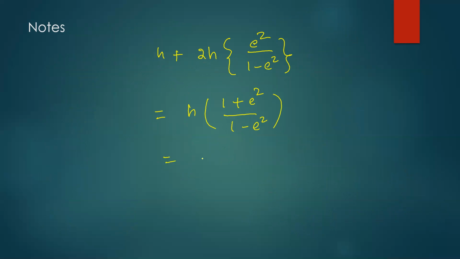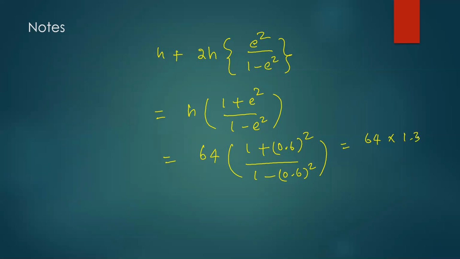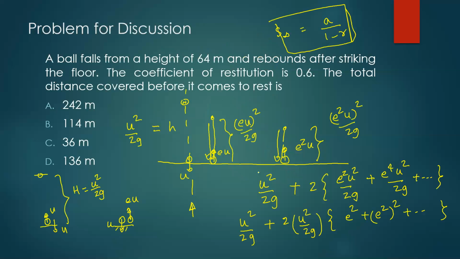What is the height given as? 64 meters. And then I have 1 plus 0.6 whole square over 1 minus 0.6 whole square. So 64, in the numerator, numbers are actually nice. So numerator I have 1.36, and the denominator I have 0.64. So what should this be? 136 meters. So the option should be D.